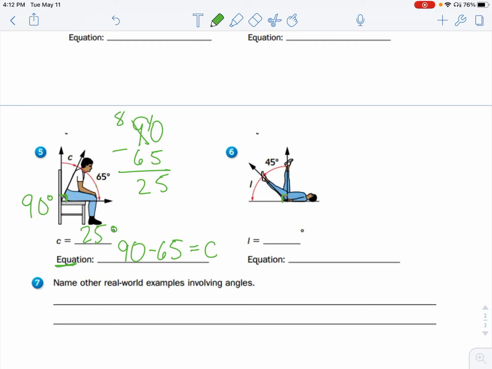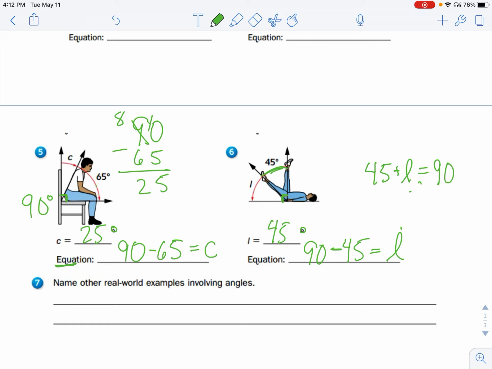So again, they've drawn this square corner, which indicates to us that the angle here is 90 degrees. I'm going to take away this given portion, 45, and that would equal L, the missing portion. And I know that L therefore must equal 45 degrees. You could have also written this 45 degrees plus L will equal 90 in total. Both of these equations are correct. They're stating the same thing since we know addition and subtraction are inverse operations.